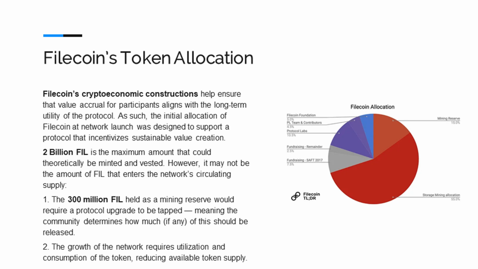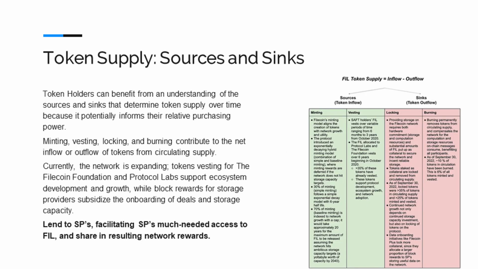As the network matures, the rate of token emissions is expected to taper. Since Filecoin has defined vesting schedules and a minting model in which emissions are indexed to network growth, token holders can benefit from understanding the sources and sinks that determine token supply over time, because it potentially informs their relative purchasing power. Minting, vesting, locking, and burning contribute to the net inflow or outflow of tokens from circulating supply.